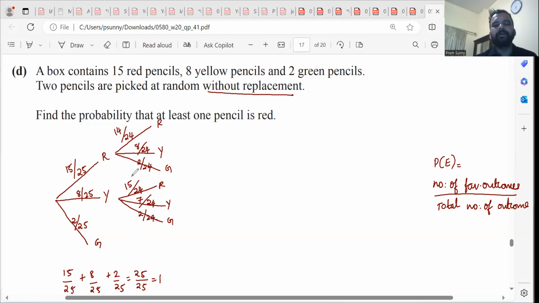Let's check whether my tree diagram is correct. All these values in this branch should add up to give me 1. 15 plus 7 is 22, 22 plus 2 is 24. So 24 over 24 is 1.